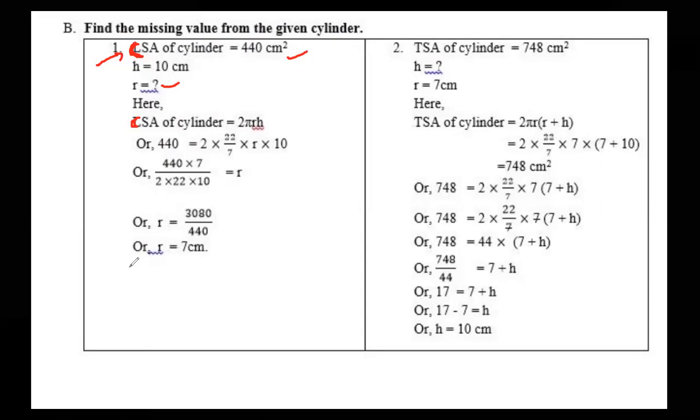Yes, sir. 7 centimeter. So radius is just the length only, so centimeter, right? So do not write square centimeter, because that is for area.